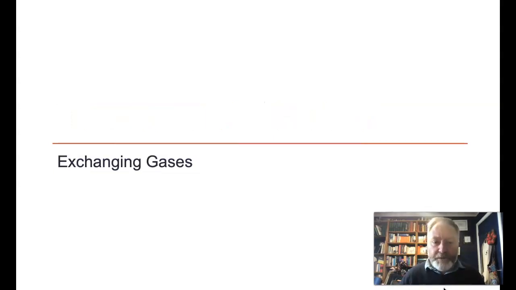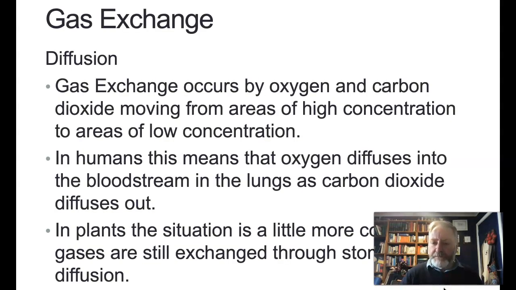Okay, so respiration is all about exchanging gases. And obviously the two main gases we talk about are oxygen and carbon dioxide. So gas exchange occurs by oxygen and carbon dioxide moving from areas of high concentration to areas of low concentration. So for us, that's what diffusion is, the movement from high concentration to low concentration. So for humans, we have oxygen that diffuses into our bloodstream and the carbon dioxide diffuses out.